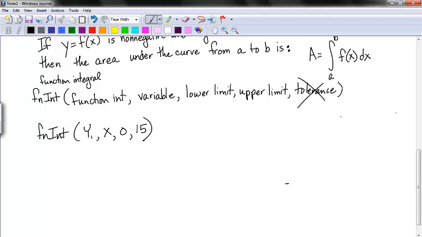And that is the exact area underneath the curve. This is the exact area under the curve.